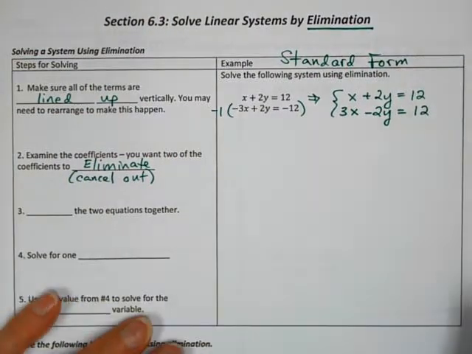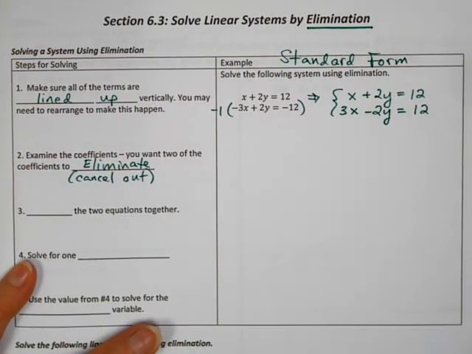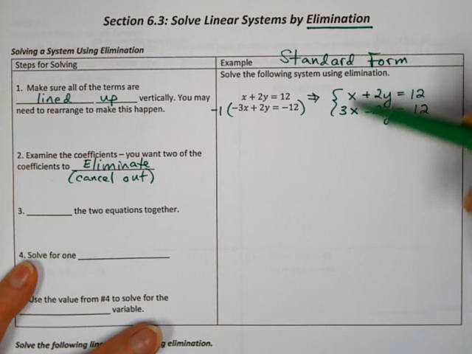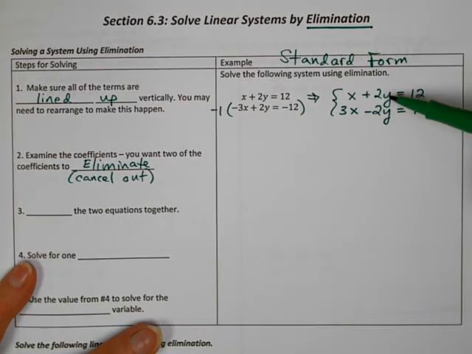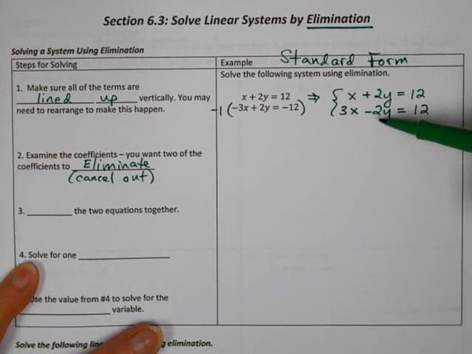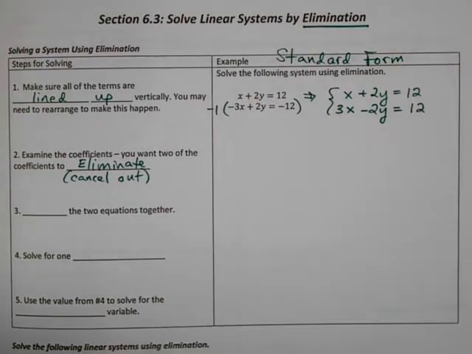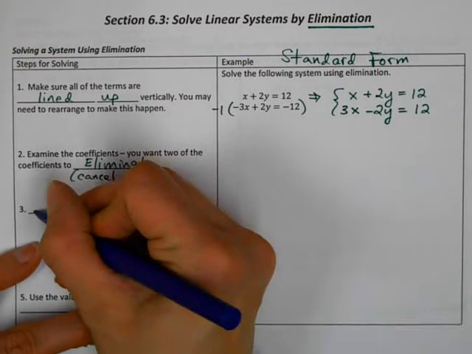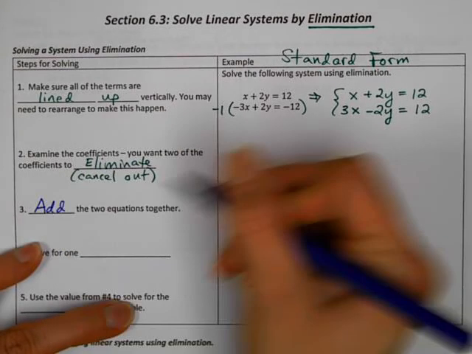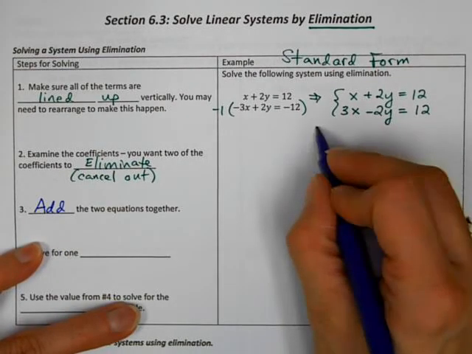Now let's take a minute here to look. Is something going to cancel out? X's? No, they're not going to cancel out. But the y's, look at that. A positive 2 and a negative 2 cancel out. That means that we're ready to start. So what we're going to do here is add the two equations together.